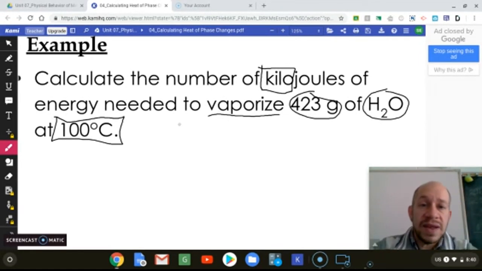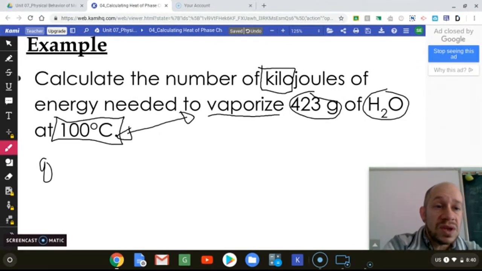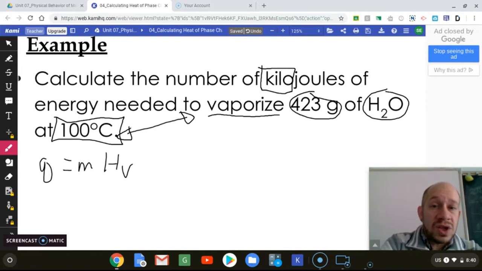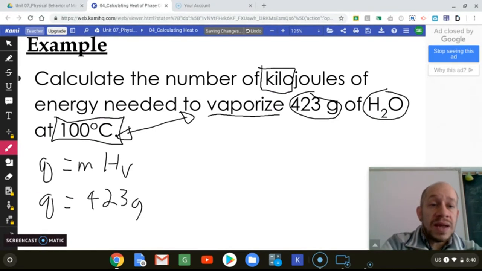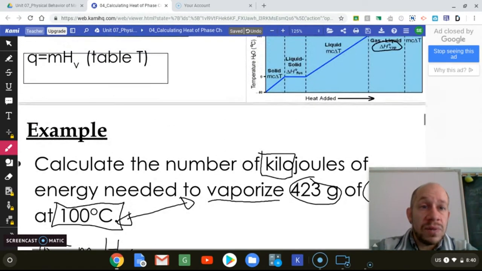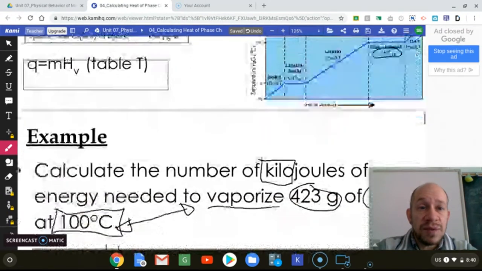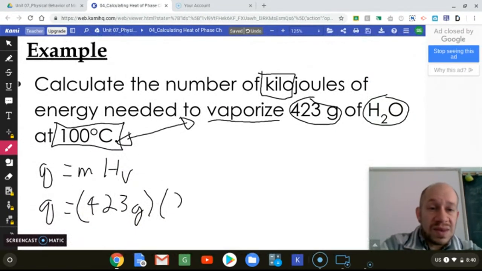So when I have this vaporize and this 100 degrees Celsius, either together or individually, we know we need to use Q is equal to mH sub V. So Q is what we're looking for. The mass is 423 grams. And now, instead of 334, we're going to use 2260 because we're at the heat of vaporization. So we're going to use 2260 joules per gram.